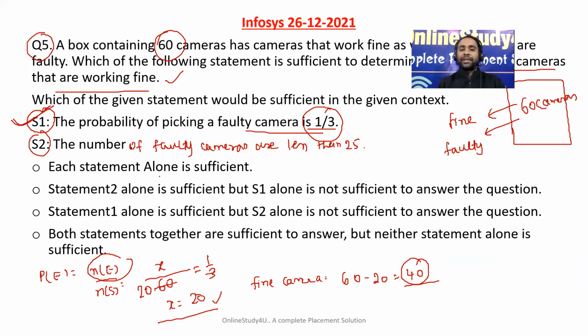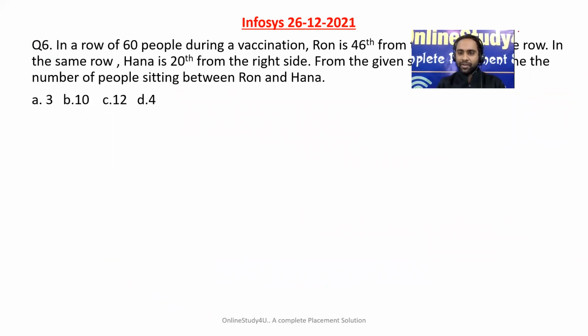Now statement 2: the number of faulty cameras is less than 25. See, less than 25 means it can be 23, 24, 22, 21, 20, 19, it can be anything. So from statement 2 alone, we cannot say. So my answer will be statement 1 alone is sufficient, but statement 2 alone is not sufficient to answer the question. Okay, so you will be easily able to get that.